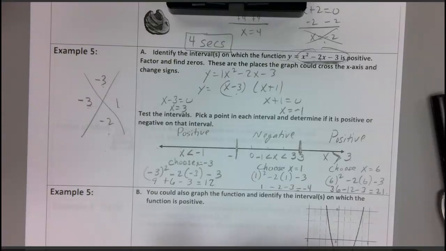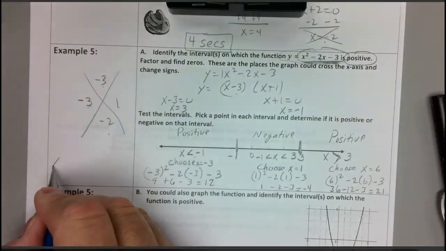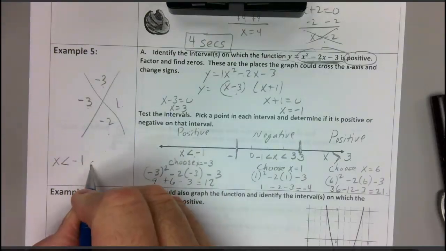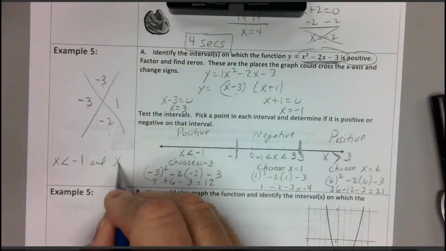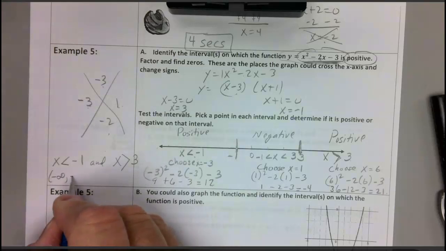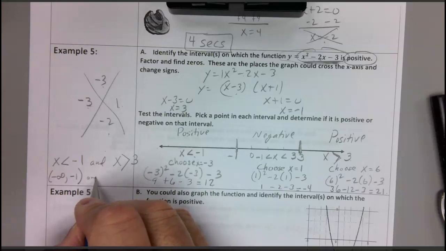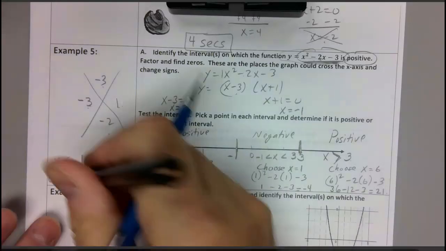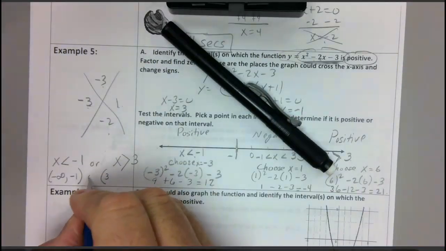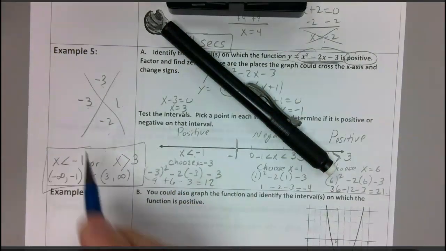So they asked up here where it was positive. It's positive on the interval x is less than -1 and x is greater than 3. So in interval notation, it would be -infinity to -1, non-included, or 3 to positive infinity. There's where it's positive.